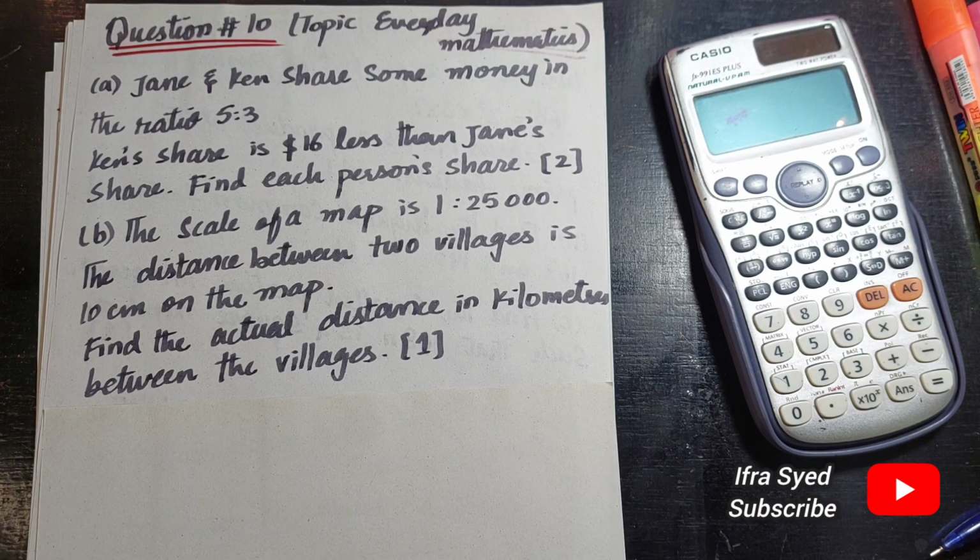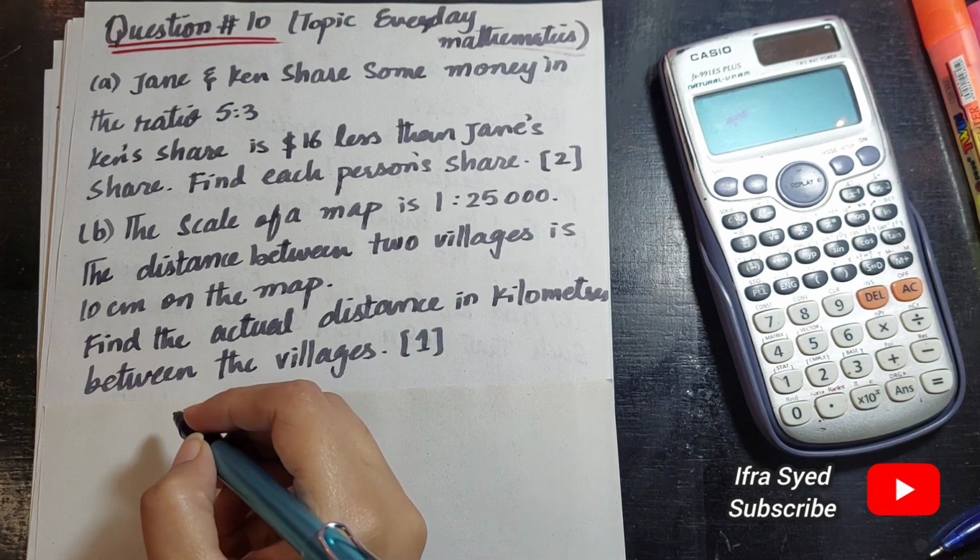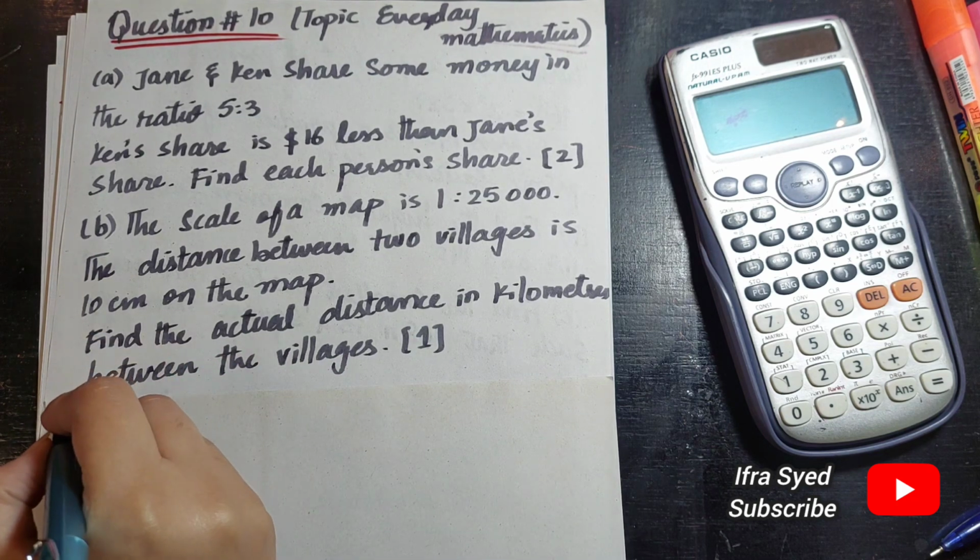And the question is: Jane and Ken share some money in the ratio 5:3. Ken's share is $16 less than Jane's share. Find each person's share. And it is of 2 marks. So we will solve it very easily. It's not a difficult question.